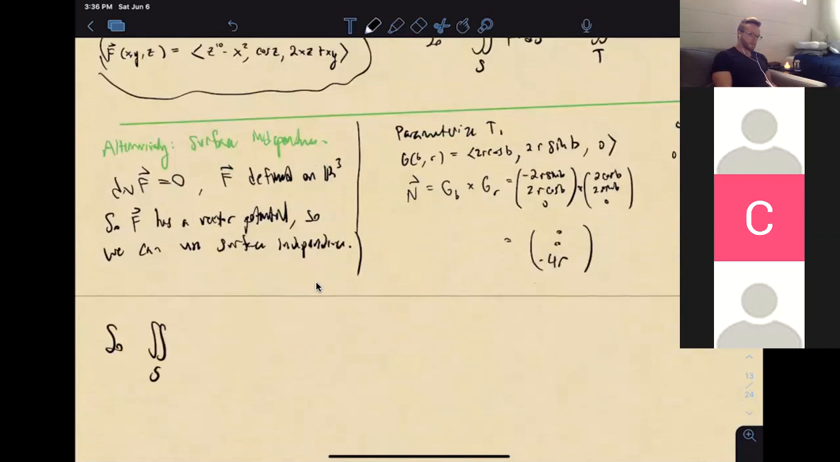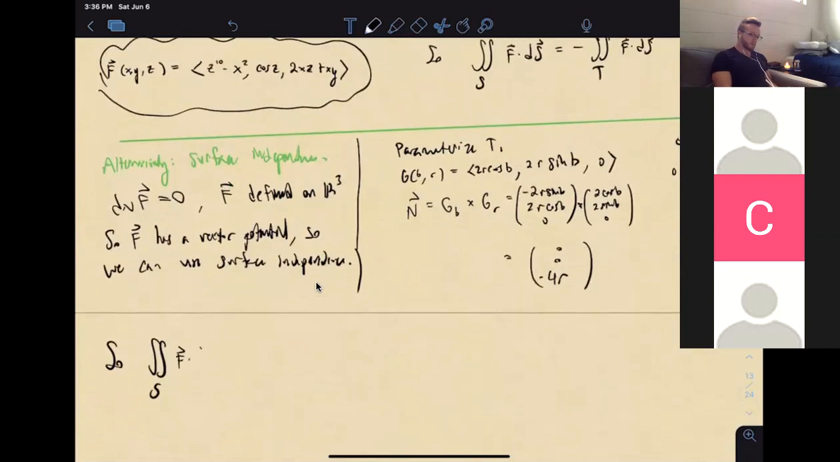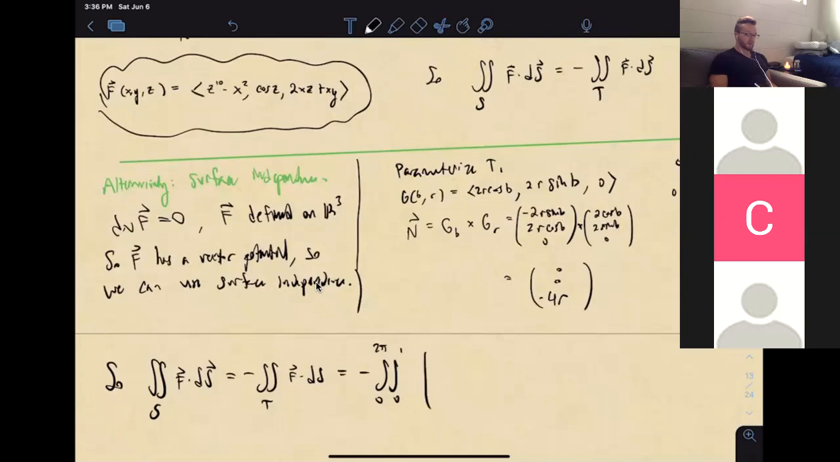And now we can compute the surface integral. So the integral over S is negative the integral over T, which is going to be negative. Our parameter bounds are, B goes from 0 to 2 pi, R goes from 0 to 1. What is the vector field? Z is 0 in our parameterization, so I'm going to get negative x squared, so I'll get negative 4r squared cosine squared b.